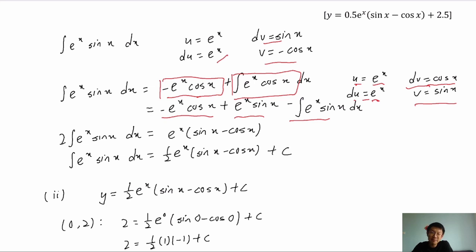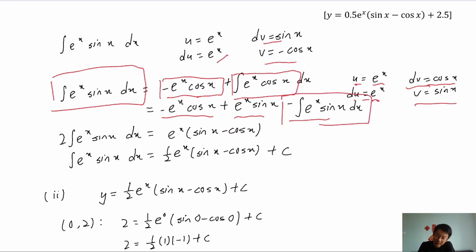In this case, we see that on the left hand side we have the integral of e power x sin x, and on our right hand side we also have the same term, but it is a negative term. So we can move this over to become 2 times the integral of e power x sin x. On our right hand side we only have e power x, which we factorize out, and then we have sin x minus cos x.